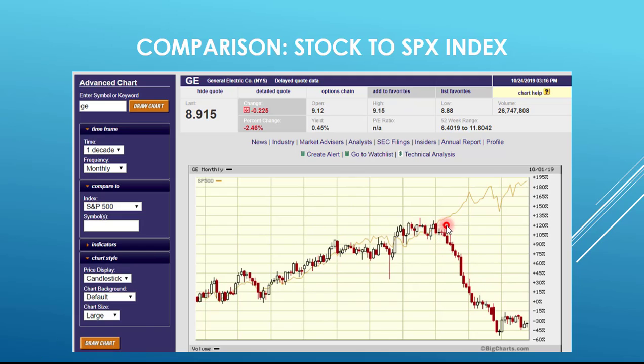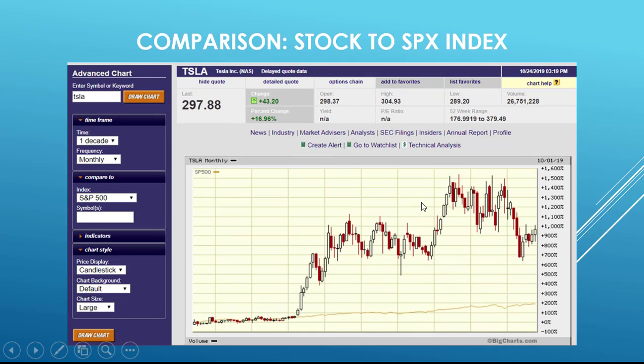Here's another example of a contrarian stock. The S&P 500 index is represented by this gold line. In this case, Tesla has an incredibly bullish run, contrary to the rest of the market. Nevertheless, a nice run up in stock prices for Tesla. If we'd been watching this back here, we could have made a lot of money with Tesla over this period of time.